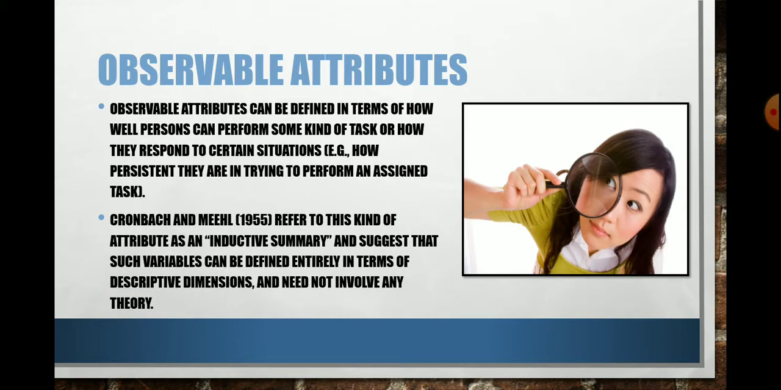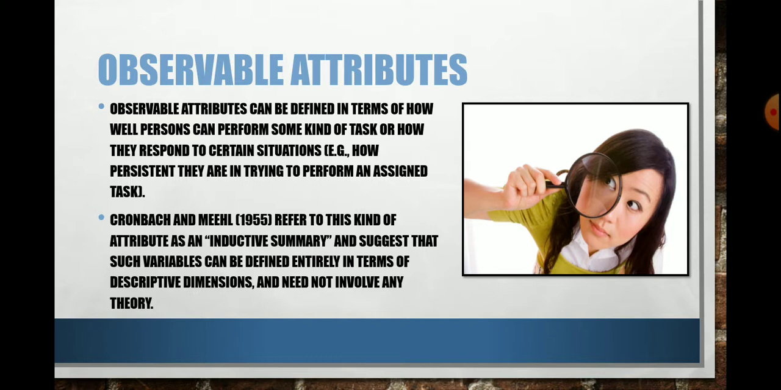Okay, this one. Observable attributes. So, observable attributes can be defined in terms of how well persons can perform some kind of task, or how they respond to certain situations. So, for example, how persistent they are in trying to perform an assigned task. Okay, so that was according to Cronbach and Meehl, 1955, who refer to this kind of attribute as an inductive summary. Okay, so as you can see here, the word inductive has been mentioned again.